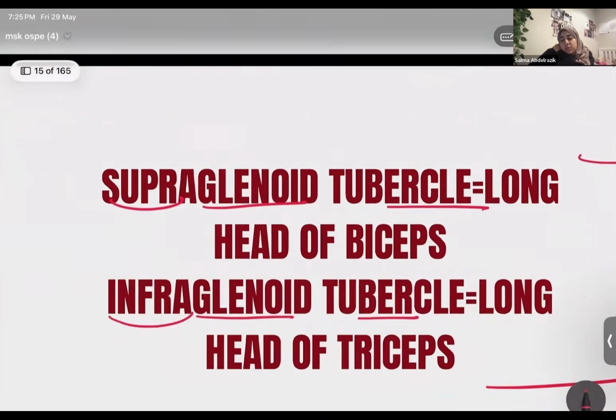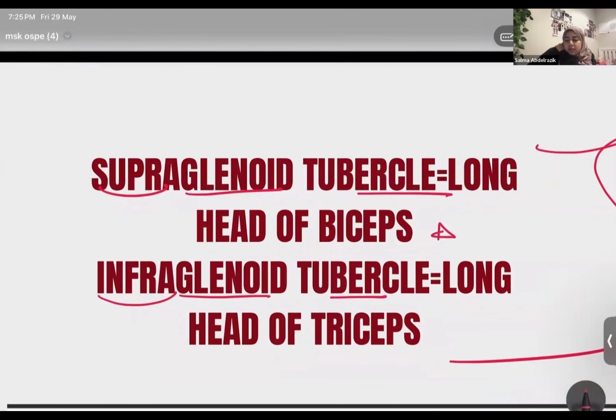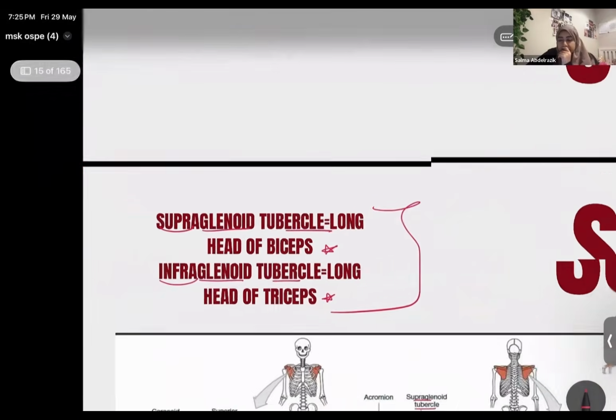We said the supraglenoid, what's so special about it is that it attaches the long head of biceps. Infraglenoid, long head of triceps. Think about it. Biceps come up, triceps come down. So supraglenoid tubercle has the long head of biceps, infraglenoid has the long head of triceps.